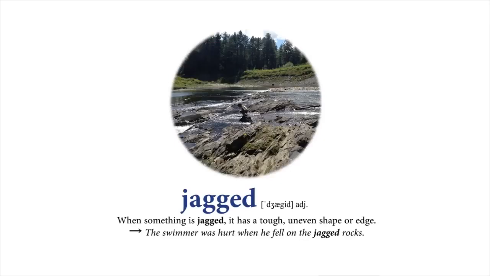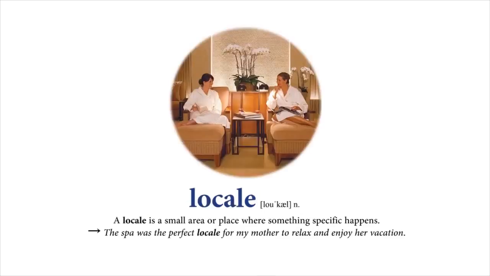Jagged. When something is jagged, it has a tough, uneven shape or edge. The swimmer was hurt when he fell onto the jagged rocks. Locale. A locale is a small area or place where something specific happens. The spa was the perfect locale for my mother to relax and enjoy her vacation.